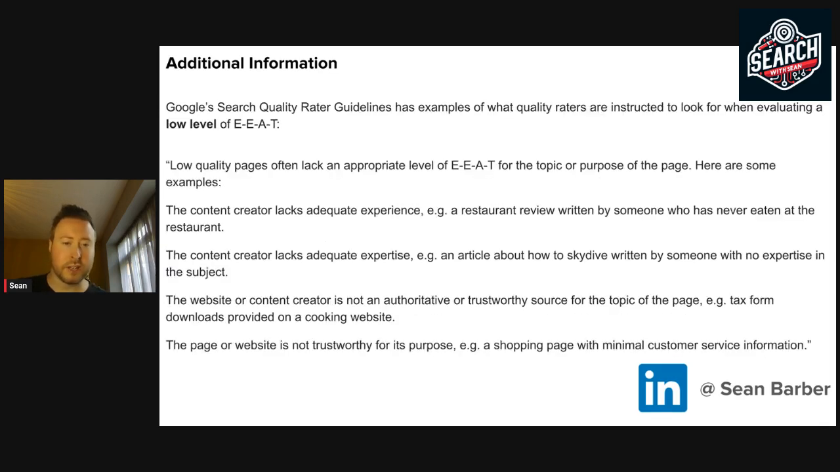So on the flip side, looking at low level EAT, and again, the guidelines talk about all the different levels, so you can get an understanding of how they break it down. Low quality pages often lack an appropriate level of EAT for the topic or purpose of the page. And they put some examples. So the content creator lacks experience, for example, a restaurant review written by someone who's never eaten at the restaurant, as we said before. A content creator lacks adequate expertise.